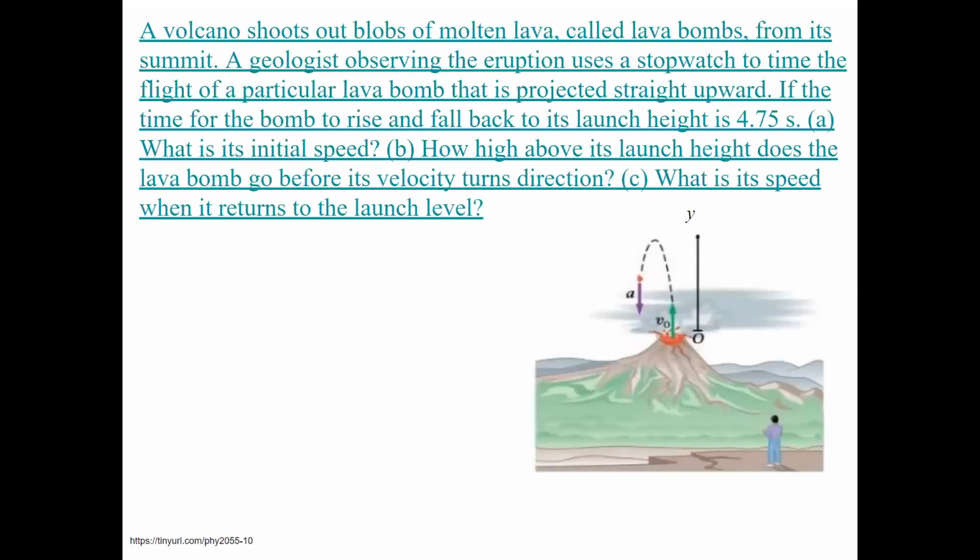All right, so let's take a look at the first exercise problem of the day. It says the volcano shoots out blobs of molten lava called lava bombs from its summit. A geologist observing the eruption uses a stopwatch to time the flight of a particular lava bomb. So it goes up and then goes right back down.